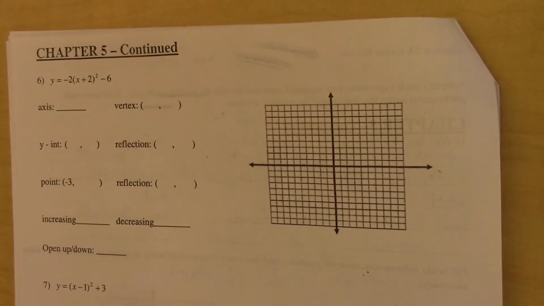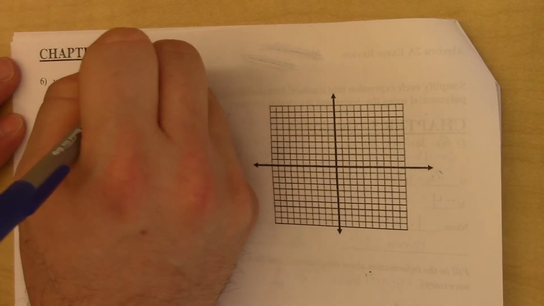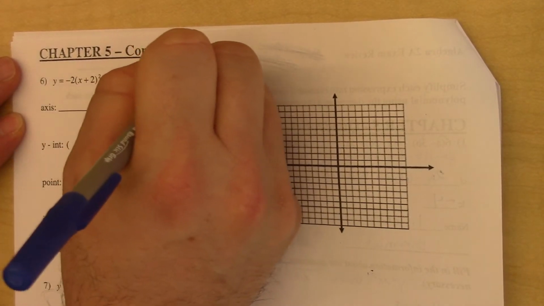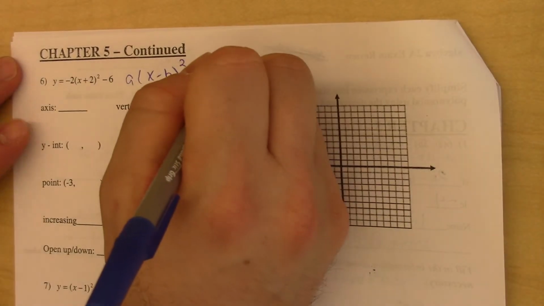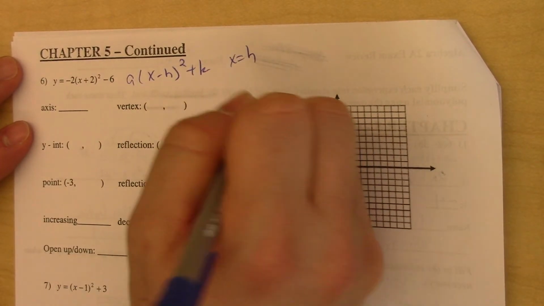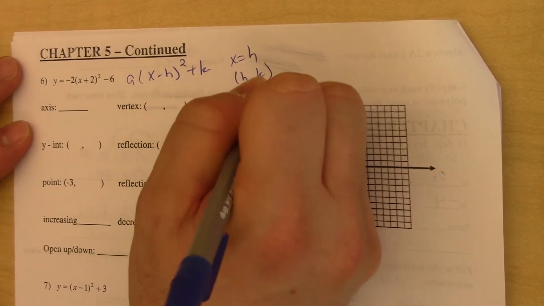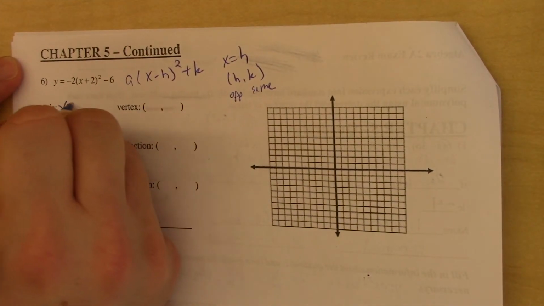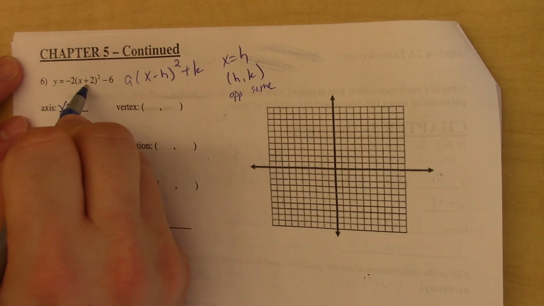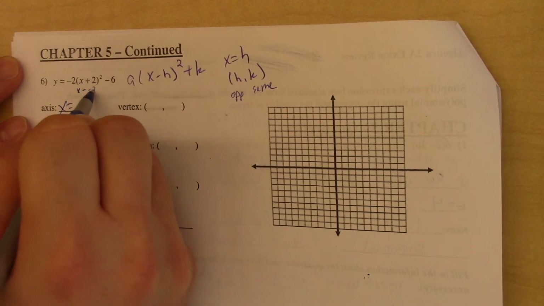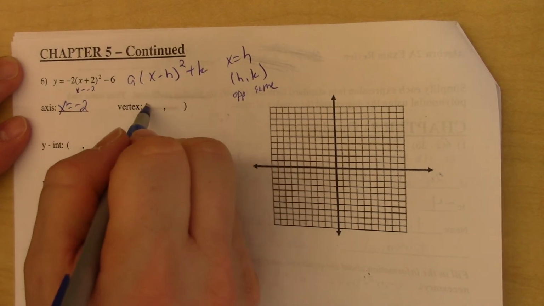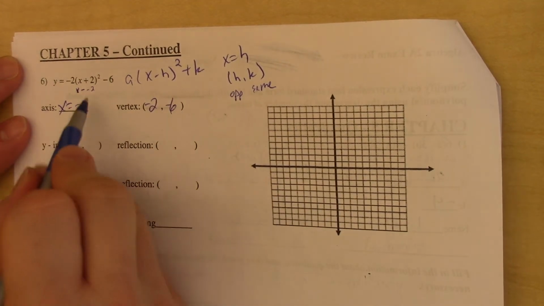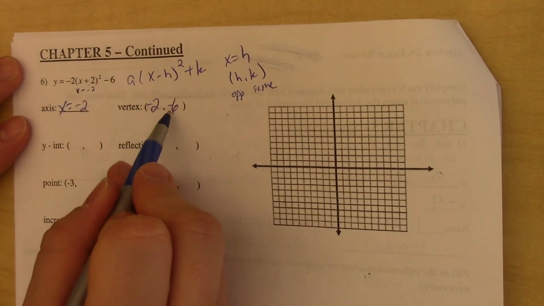that are in the other form, which I think is easier to graph. This is in a times x minus h squared plus k form. And the axis of symmetry is just h, and the vertex is just h, k, which if you remember is opposite same. So x equals, well, h. In this case, this is x minus -2, so -2. And -2, -6 is my vertex. Again, it's opposite same. That's how I get there.